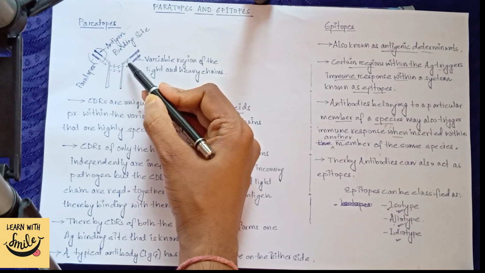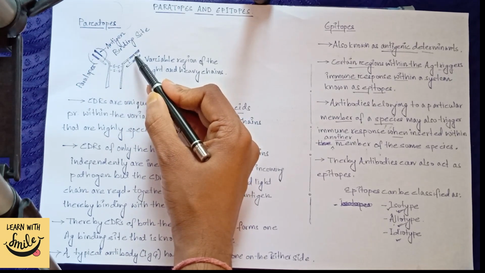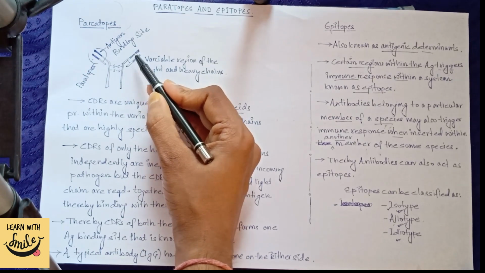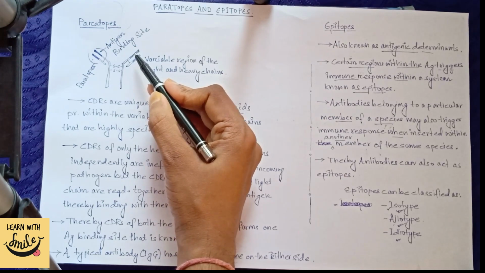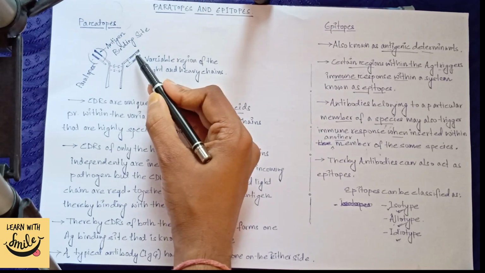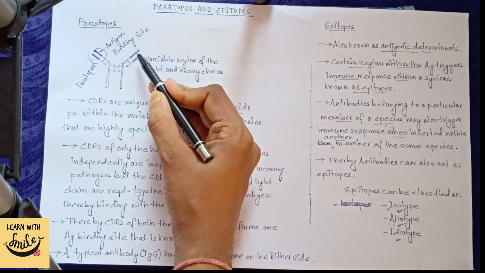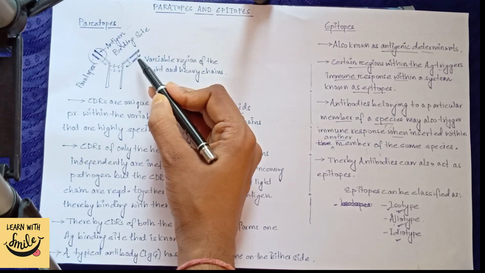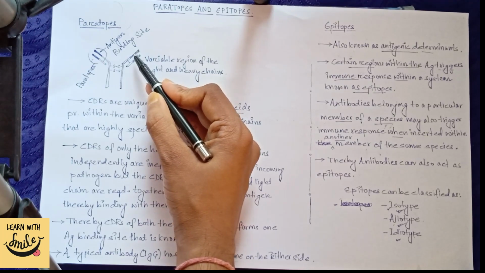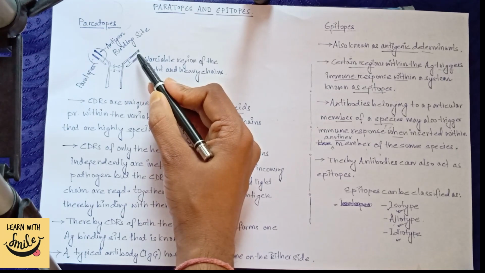relatively constant region. Within the variable region, there are certain special sequences of amino acids which are highly specialized in recognizing the antigen. Such unique sequences of amino acids which are present within the variable region of both the light and heavy chain are regarded as the CDRs.